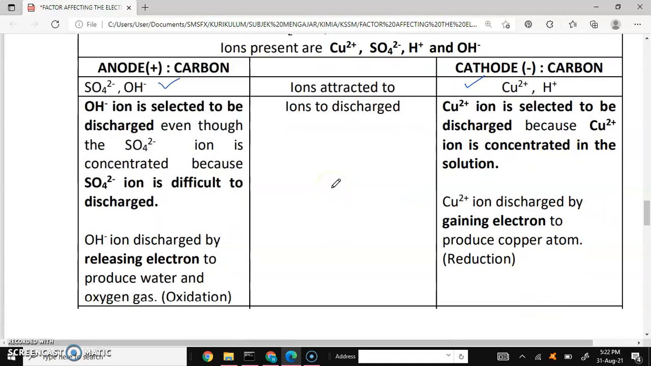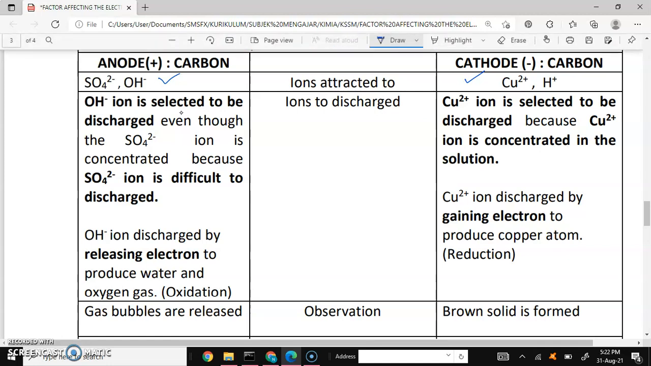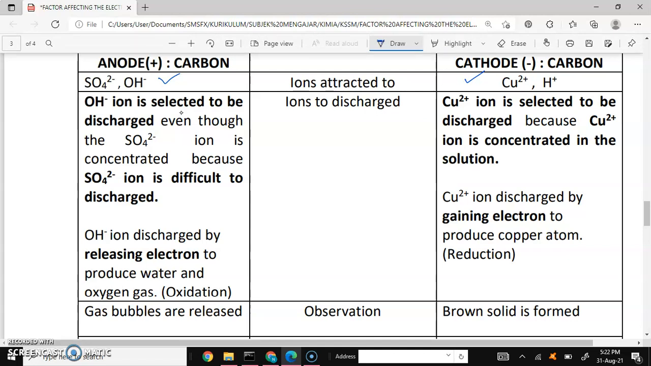Okay, di sini yang kita akan pilih salah satu ion. Okay, bila pekat bermaksud sulfate ion yang banyak. Tapi kita tidak boleh pilih sulfate ion, because sulfate ion is difficult to discharge. So, hydroxide ion is selected to be discharged even though the sulfate ion is concentrated because sulfate ion is difficult to discharge. Okay. So, macam mana hydroxide ion discharge? By releasing electron. Meaning that hydroxide ion undergo oxidation and hydroxide ion is a reducing agent.